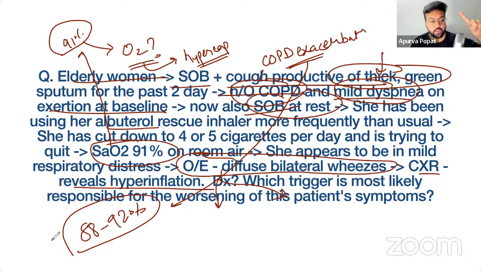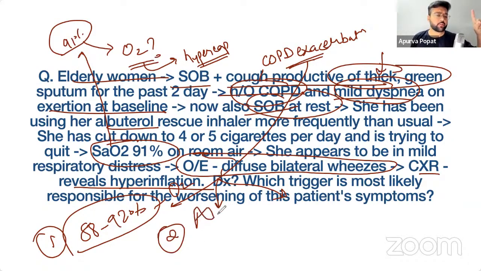That's number one. Will oxygen improve mortality in patients with COPD exacerbation? The answer is definitely yes, if the saturation is less than 88%. So oxygen is one of the treatments. Second, would you give antibiotics to the patient? If I say it's caused by some infection, in this patient, would you give antibiotics?